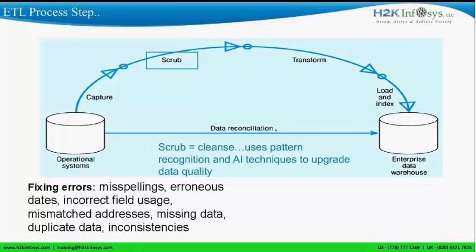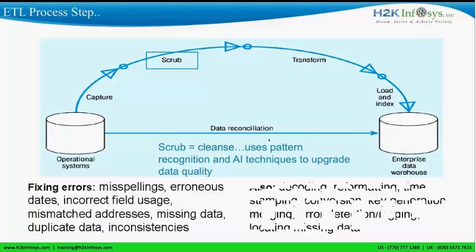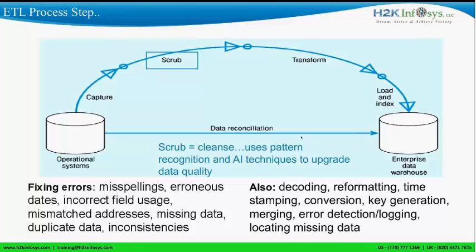Then that is where scrubbing comes into the picture. One is fixing errors, the other is decoding. I'll give an example of decoding. For example, 1 stands for order complete, 2 stands for order in process, 3 stands for order cancelled. So in your source database the data is written in the format of 1, 2, and 3. To transform this data to order in process, order processed, or order cancelled, we need to decode the values.